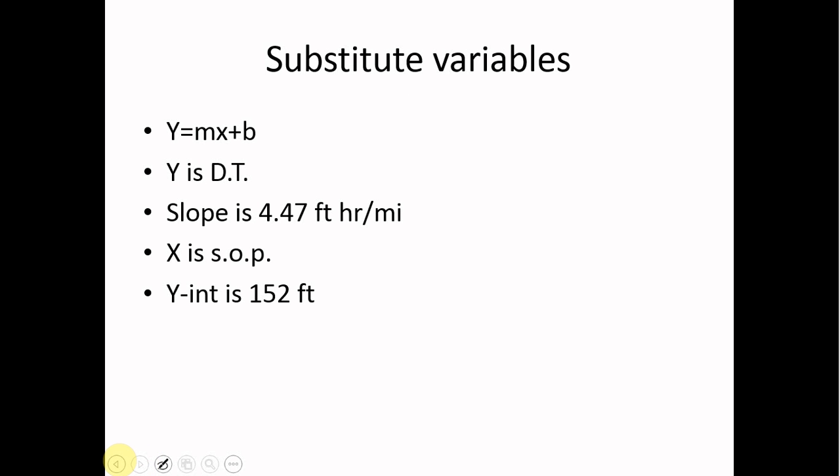All right, so now we've got to just go ahead and substitute in the variables. So we start with our equation, y equals mx plus b. Let's first find the y. Where do we go to find that? So y is the distance traveled. Let me show you how I found that.